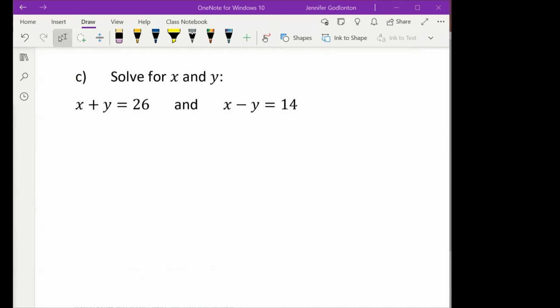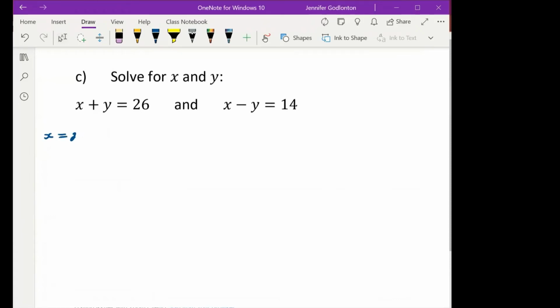Great. Okay, seeing some great answers coming through. Okay, substitution, I'm going to isolate x.